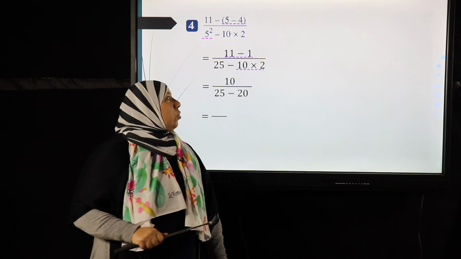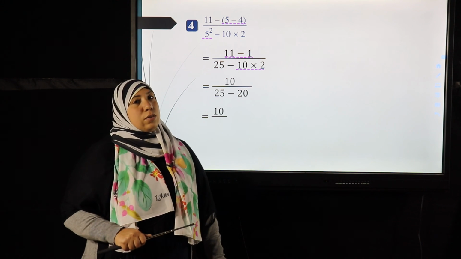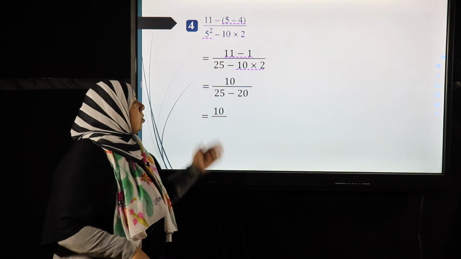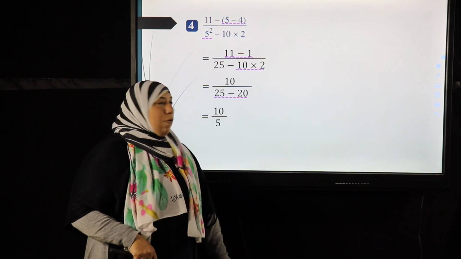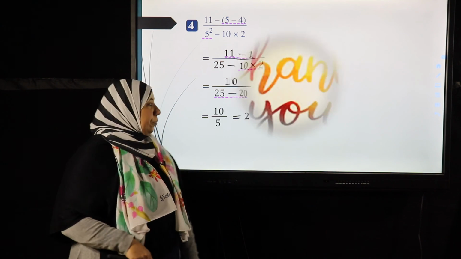Now in the numerator also I have 10. We find the answer down. 25 minus 20 equals 5. 10 over 5 equals 2.